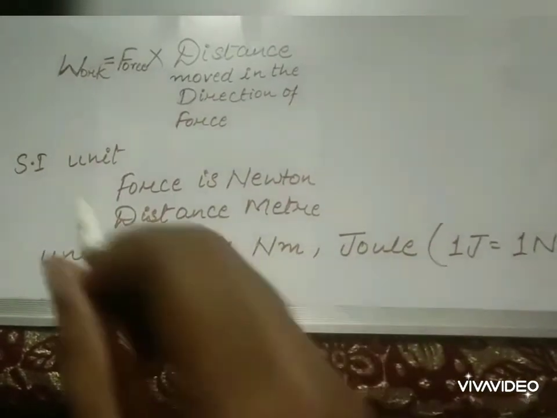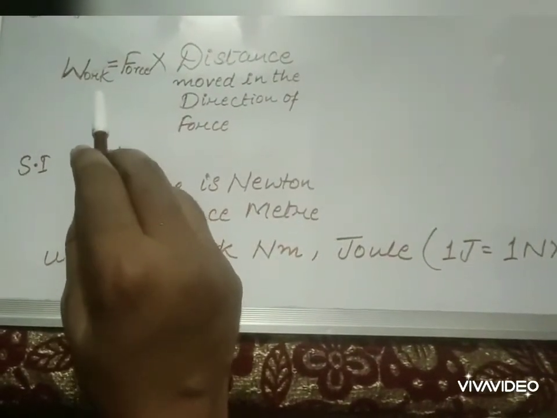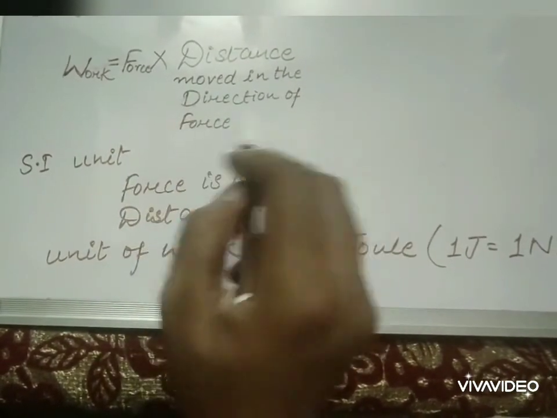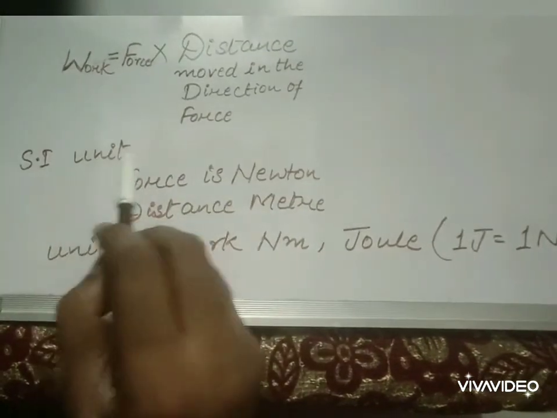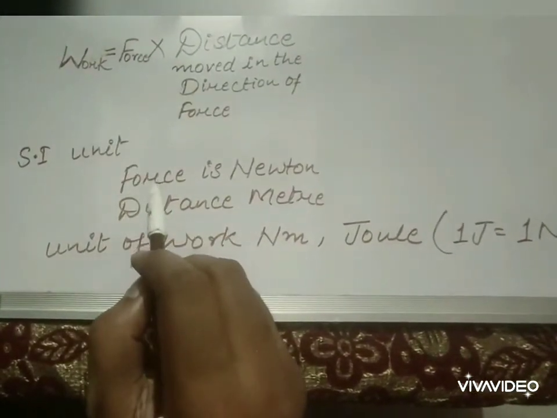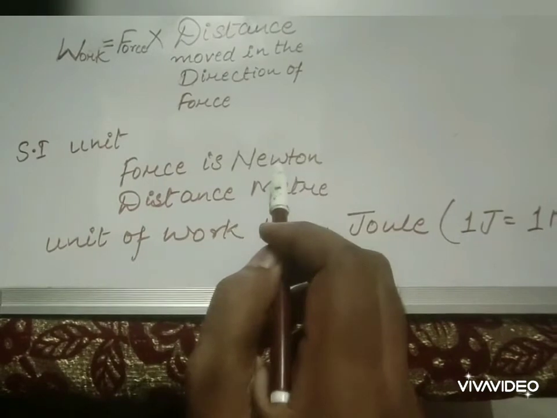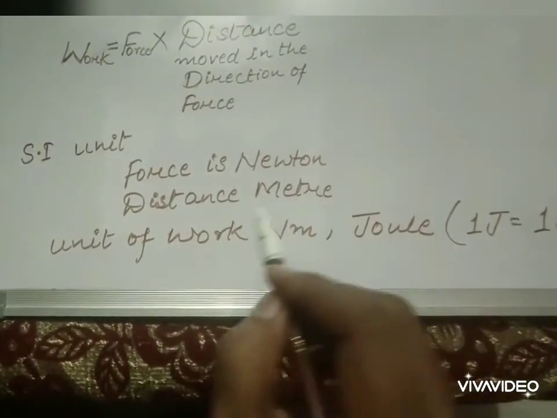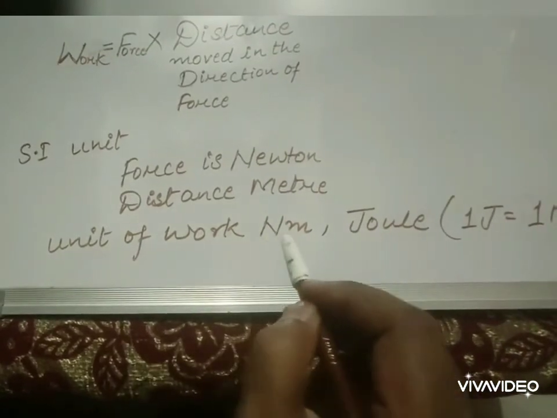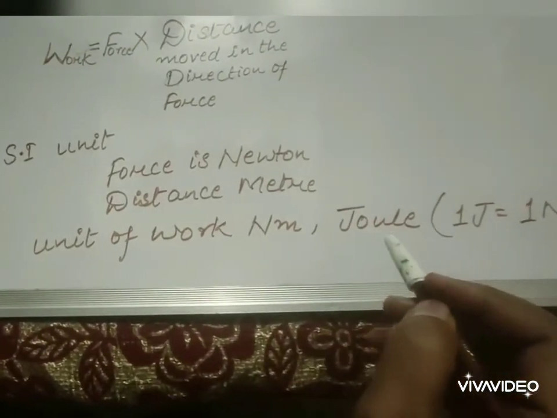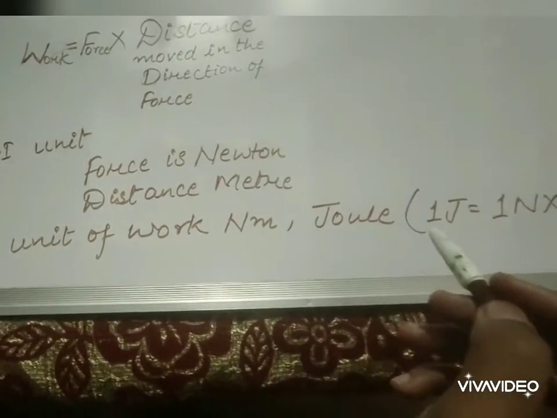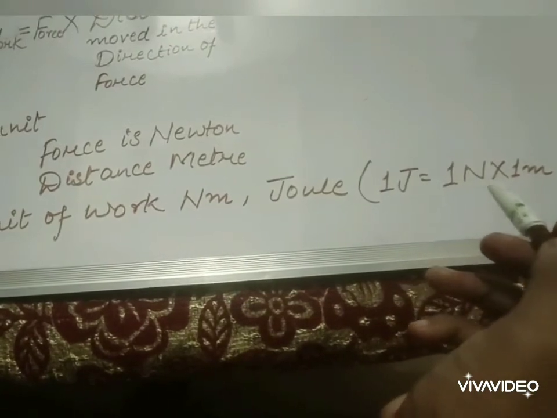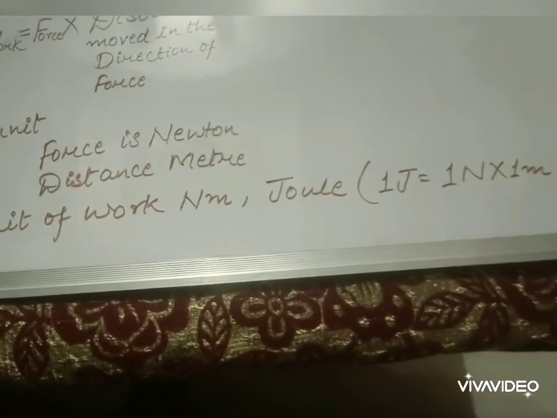Let us now see the formula of work. Work is equal to force times the distance moved in the direction of force. From here, the force has the SI unit newton and the distance has the SI unit meter. So the unit of work will be newton meter, or it can also be written as joule. That is, 1 joule is equal to 1 newton times 1 meter.